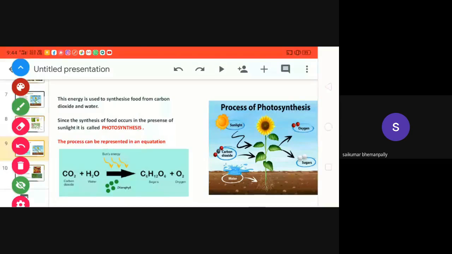It prepares sugar, like carbohydrates. Okay, it prepares sugar, food. Sugars are nothing but food, nothing but carbohydrates.